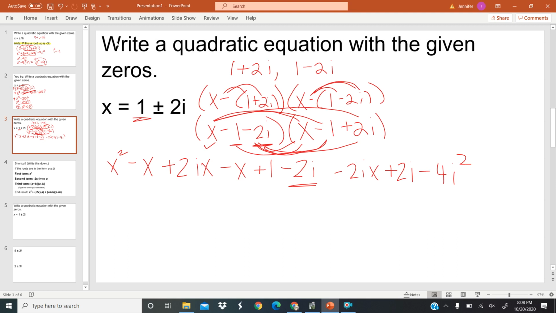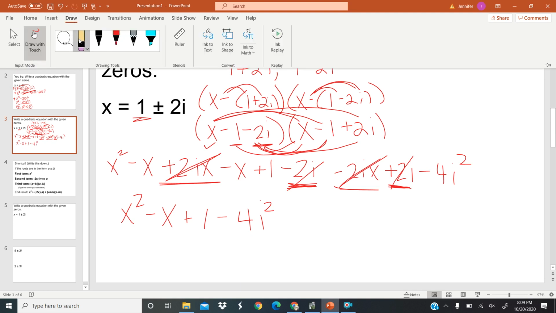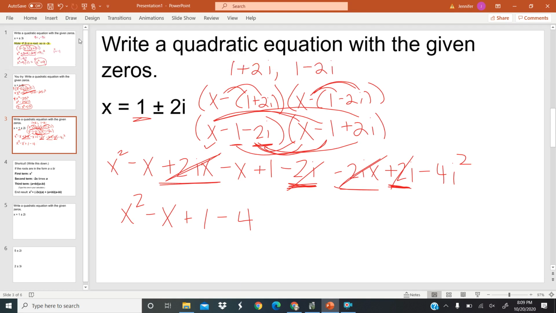So now I have to combine all of the like terms. I have my negative 2i here, and then I have a positive 2i, so those two are going to cancel out. I also have a positive 2ix and a negative 2ix, so those two are going to cancel out. And then I'm left with x squared minus x plus 1 minus 4i squared. And then again, just like before, we're going to replace i squared with just a negative 1.